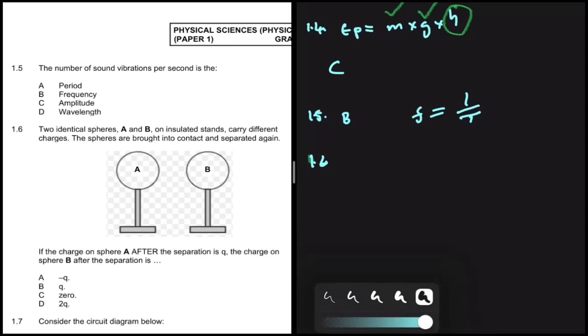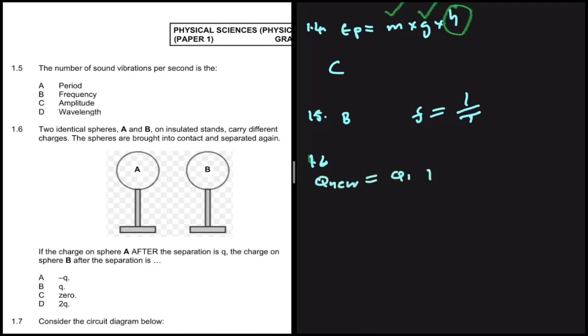If you bring two spheres into contact and you separate them, the new charge is going to be Q new, that is equal to Q1 plus Q2 divided by 2. So you can see from this formula that the charges on the two spheres after bringing them into contact and separating them should be the same. So if the charge on sphere A is Q, then the charge on sphere B after separation should also be Q. So the answer to 1.6 is B.